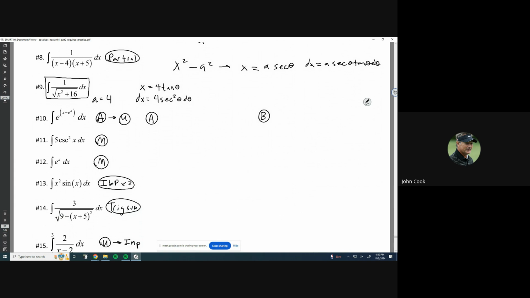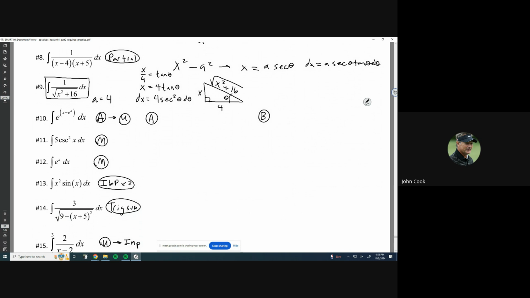pathway A, direct substitution. So what I do is I make my triangle, right? If x is equal to 4 tangent theta, if I divide both sides by 4, x over 4 is equal to tangent of theta. And remember that tangent is opposite side over adjacent side. So that means that if I use the Pythagorean theorem, my hypotenuse is going to be the square root of x squared plus 16.